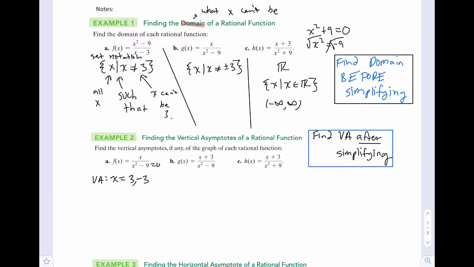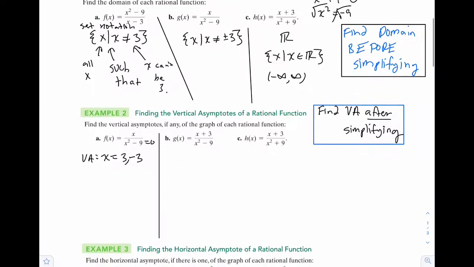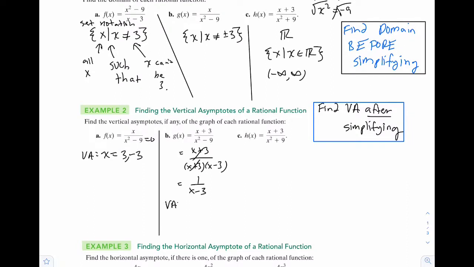Now B is where it gets interesting, because for B you'll notice the bottom can be factored and it actually does something. Let's see what happens. You factor the bottom, and you notice this actually can be simplified. These cancel out, and you're left with 1 over x minus 3. So now you look at the simplified version for your vertical asymptote. You're going to write the VA is x equals 3.